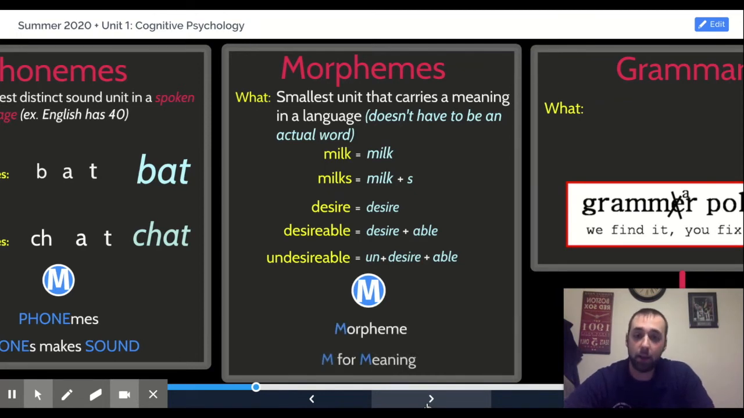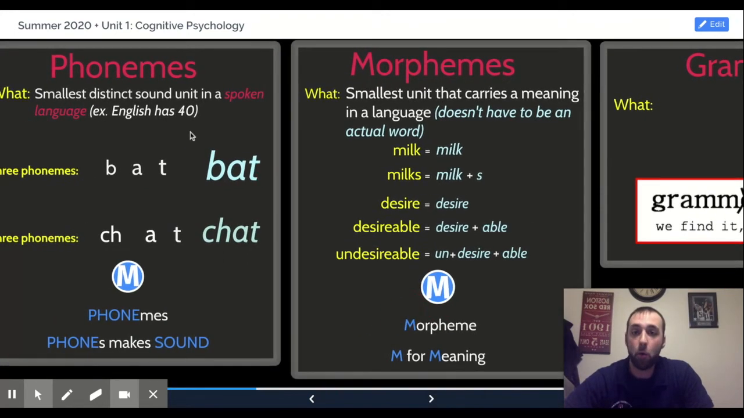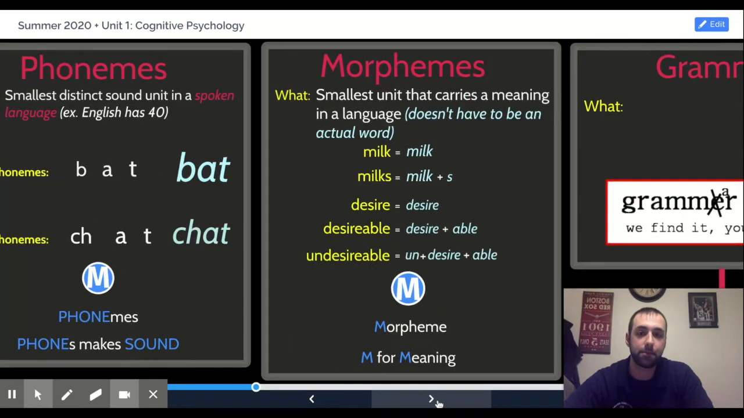As a mnemonic, when I look at the word morpheme, I identify the letter M and I think of meaning. So you have phonemes for sounds, and then morphemes, which is a term that looks similar. So this can be a confusing pair. But luckily, there's an easy mnemonic or memory trick, that's what the M stands for, that differentiates these two words.